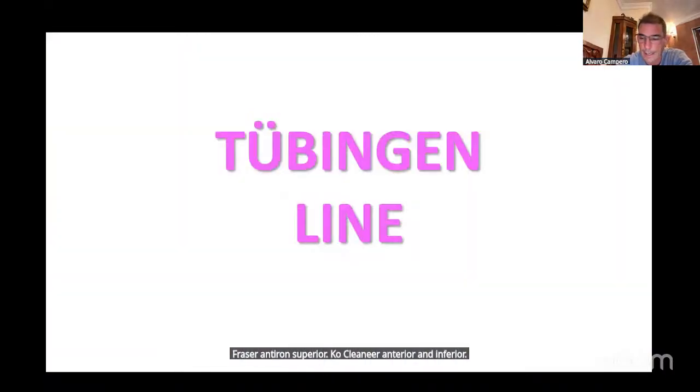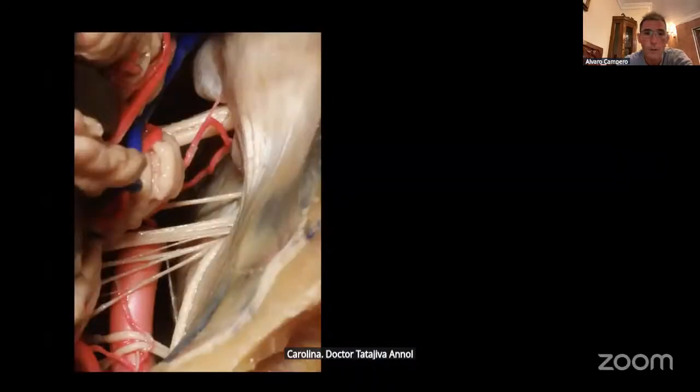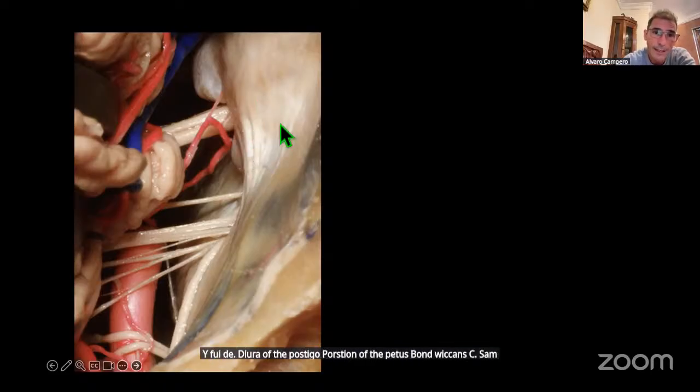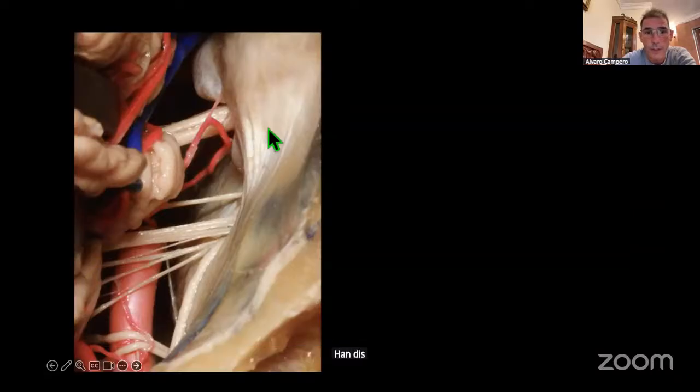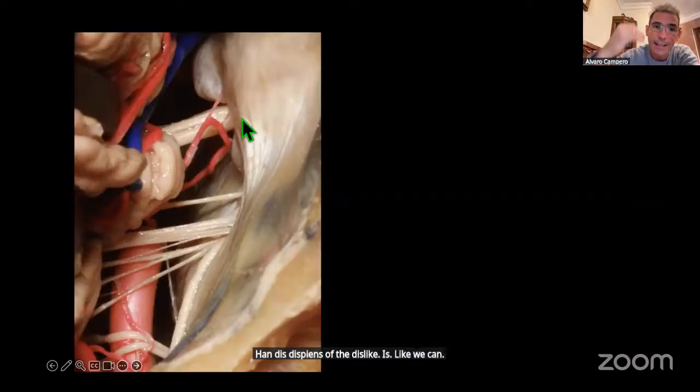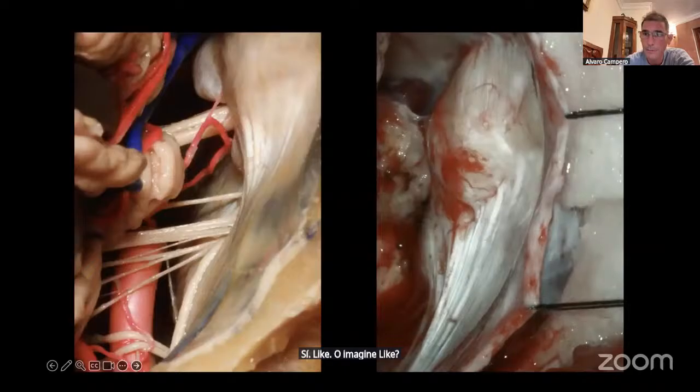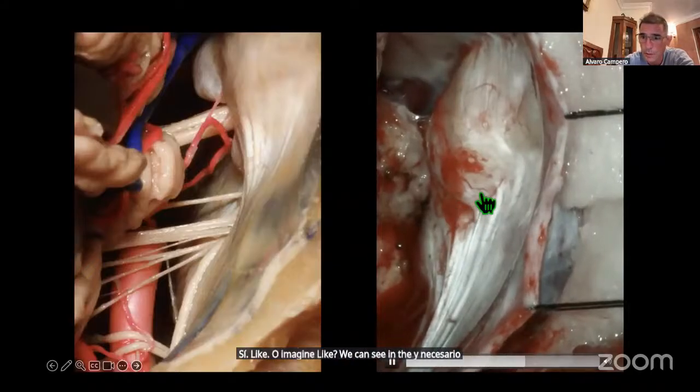What is the tubing line? We described this line with Carolina, Dr. Tatagiba, and also Professor Rhoton. If we look at the dura of the posterior portion of the petrous bone, we can see some lines that disappear at the level of the inferior portion of the meatus. This disappearing of the lines is like a line we can imagine, and we can see it in a surgical view. This is the tubing line.